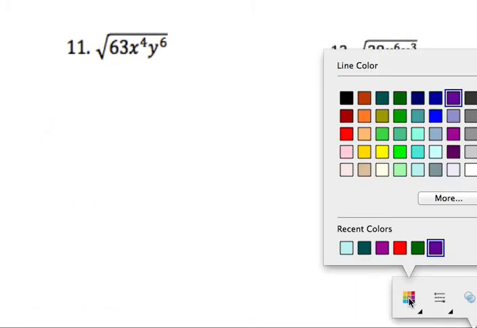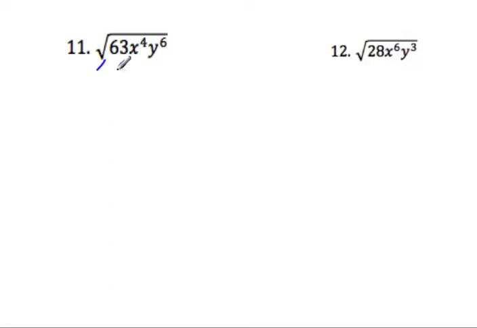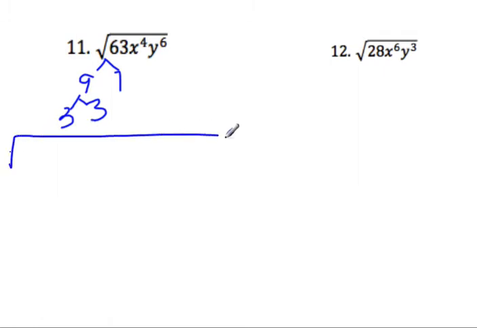Now let's take a look at 11 and 12 when there are multiple letters underneath. So first thing I want to do is break down 63. So I'm going to use 9 and 7 and then 3 and 3. So I broke down the numbers. So now what I'm going to do is write the numbers out along with all of the letters.